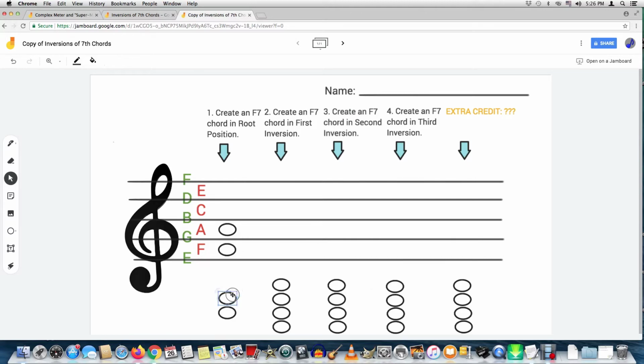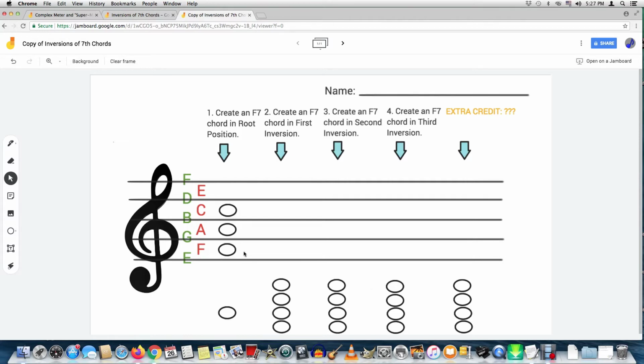Now we're going to do the same thing. We're going to skip from A to C, skipping over B. Now, normally if we were working with triads, we would stop there, and that would be an F triad chord in root position. But this week we're not working with triads. We are working with seventh chords. So now we need to keep going.